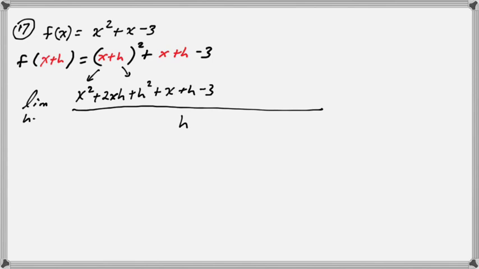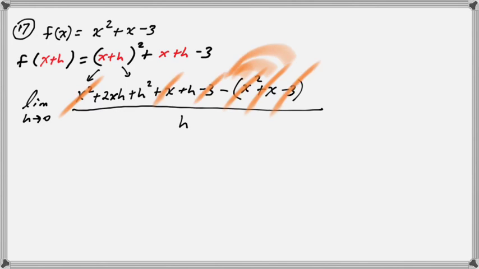We want to subtract the f of x, always use parentheses. My original f of x would be x squared plus x minus 3. If done properly, the whole last three terms here should add to 0. X squared and a negative x squared. Negative x and a positive x. Positive 3 and a negative 3. Everything that remains should have an h in it.